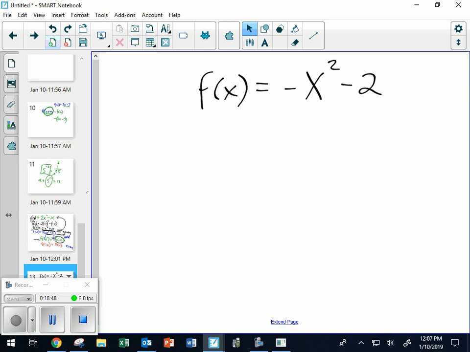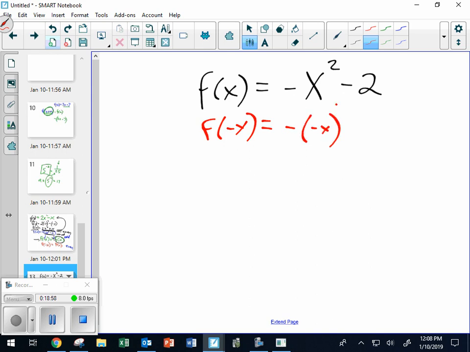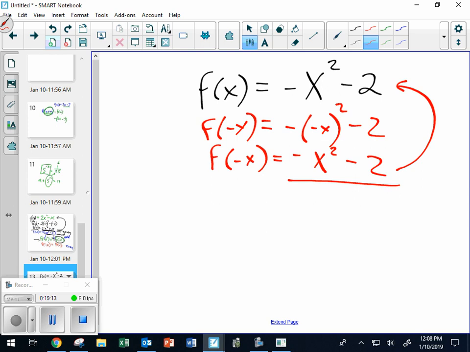Okay? All right. So, how many of you knew you were supposed to put in f of negative x? Okay, good. It's a good start. And then I'm going to go negative, and then negative x. And then I'm going to simplify it. Negative of that part comes out positive. Whoa! That is f of x. Therefore, it's even. That was a pretty easy one.